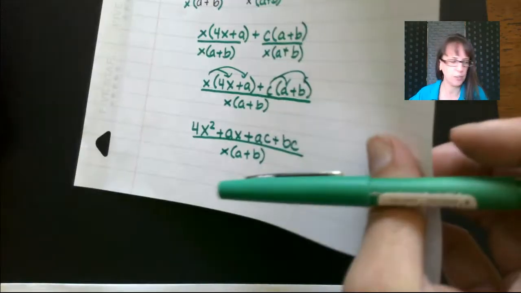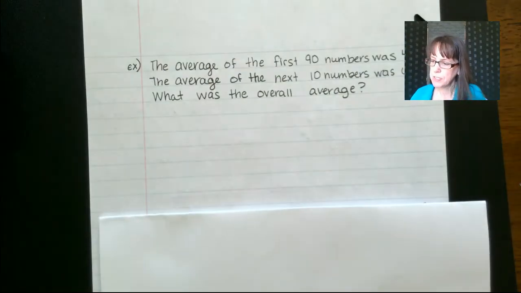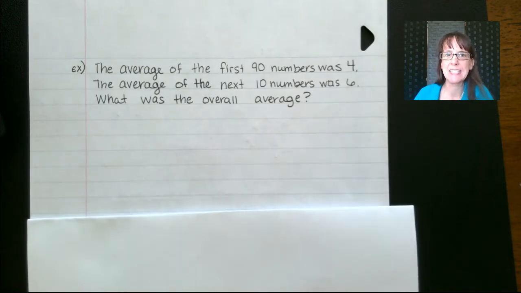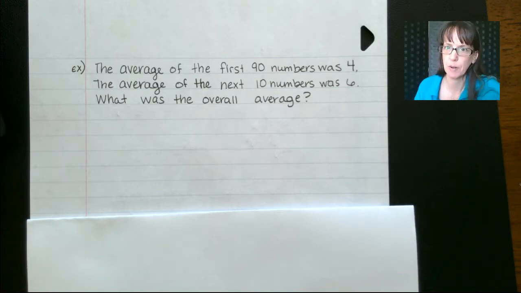Okay, let's take a look at the other ones that we have here. Overall average. The average of the first 90 numbers was 4. The average of the next 10 numbers was 6. What is the overall average? So remember, when we're finding average, we're usually talking about the mean, where you add up all the numbers and then you divide by the number of numbers, right?